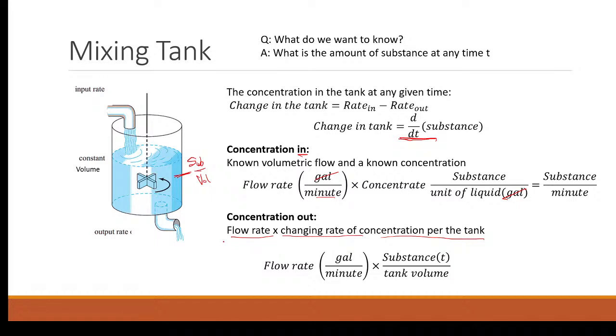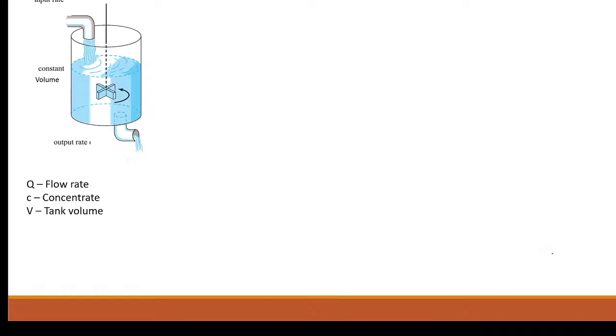Per unit volume. So what we have is the flow rate, again, gallons per minute, times whatever that substance per the tank's volume. So if we look at this tank, and now we're going to put it just in terms of variables. We're going to have Q as the flow rate, C is going to equal concentration, and V is going to be the volume of the tank.